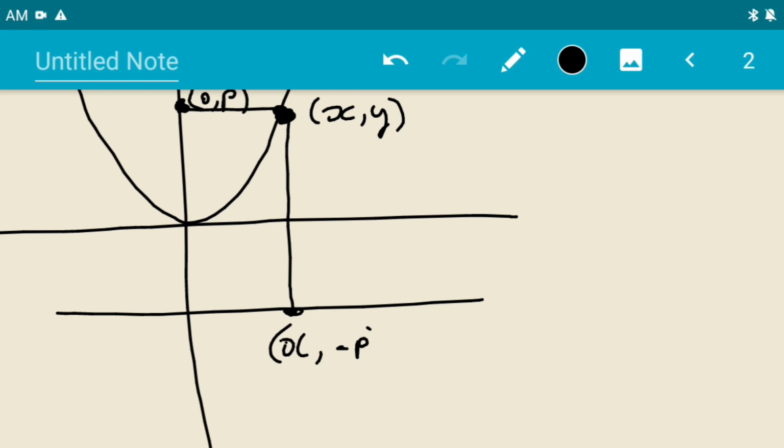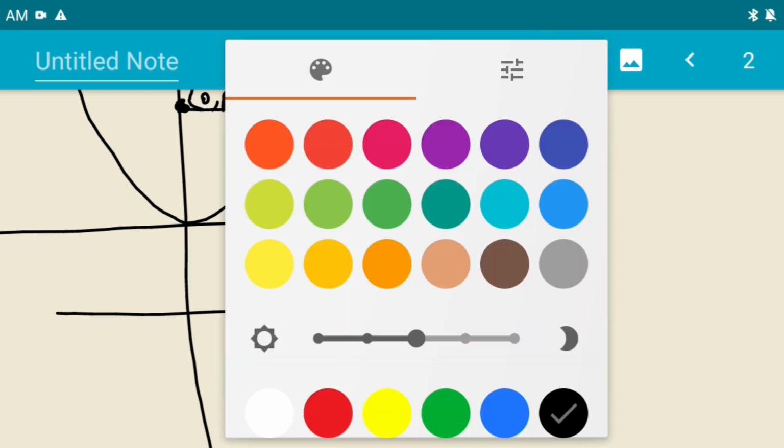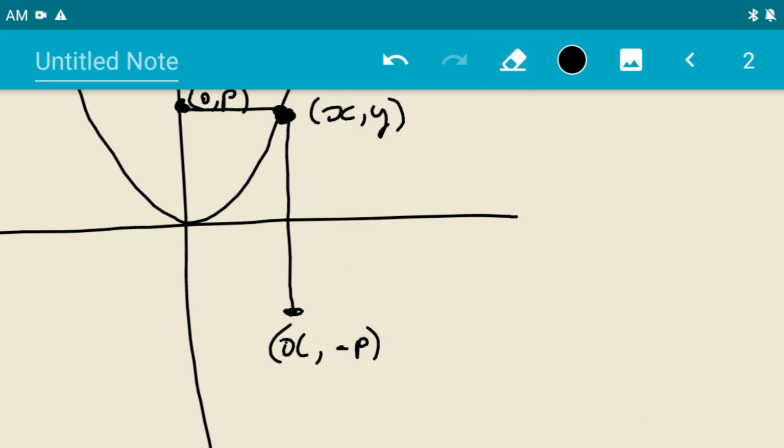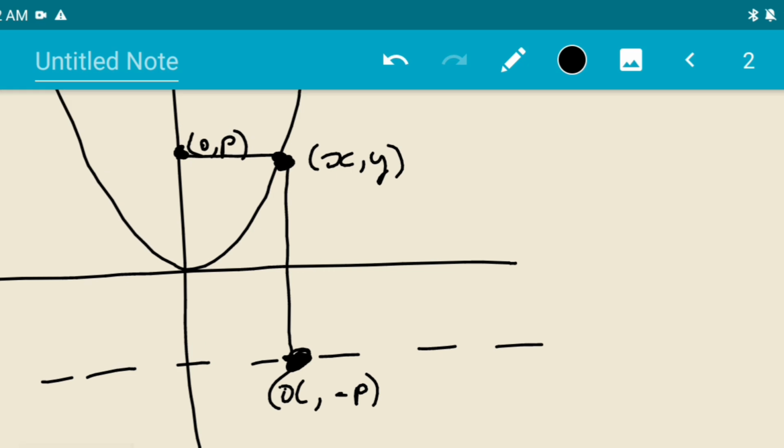negative p. Now why am I saying negative p? As a matter of fact, this here is supposed to be dotted. Let me just rub it out. Yeah, let me just have it dotted to avoid confusion. So this point here on the directrix is located at negative p in the y. Remember, the distance from here to here is p, meaning the distance from here to here will be negative p, since the distance is the same. So this will be negative p.